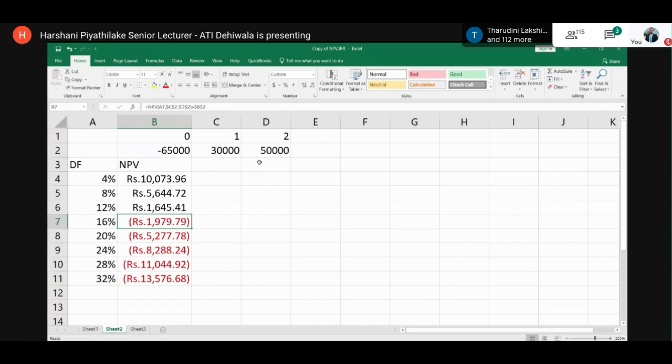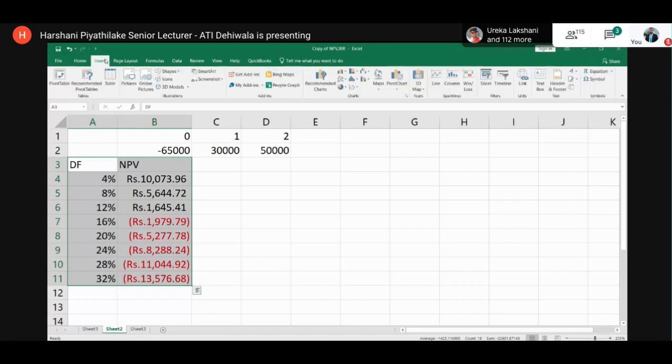Right? Now it is clear. Okay. Without using the IRR formula, now we will see how to create a graph to find out the IRR. Now we have NPV values, positive NPV values and negative NPV values for different discounting factor rates. Right now you can highlight this particular range to create the IRR. Highlight this full range for different discounting factors and different NPV values.